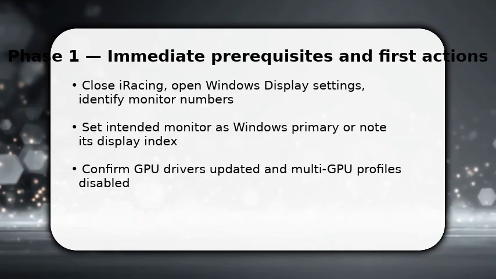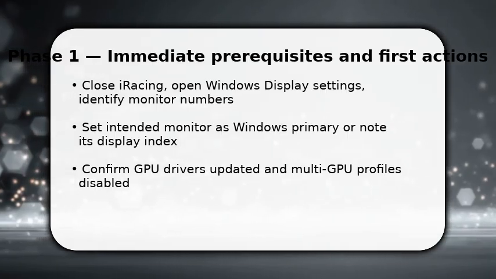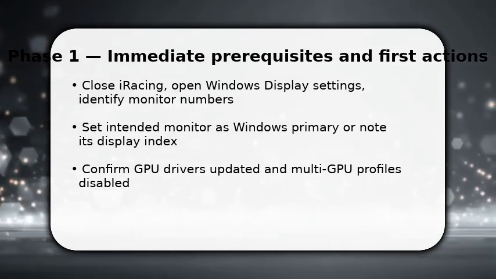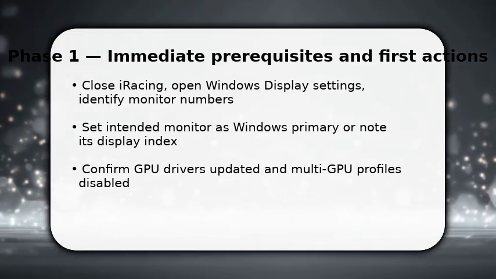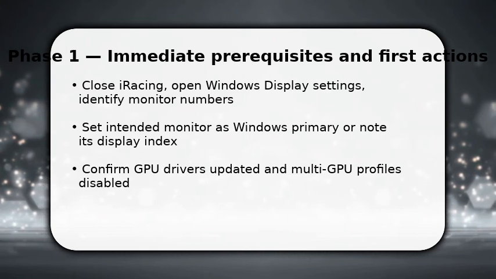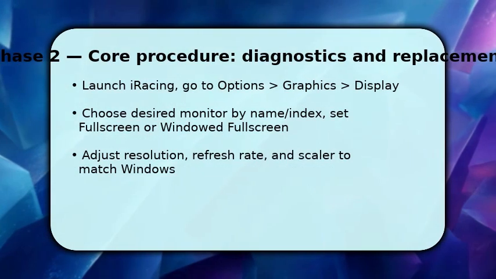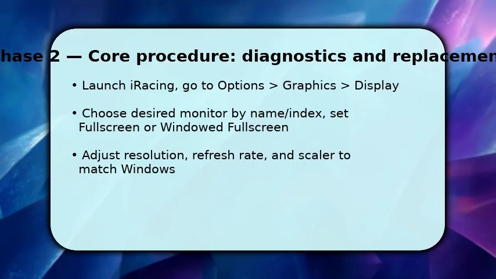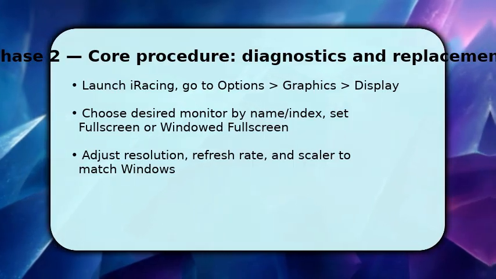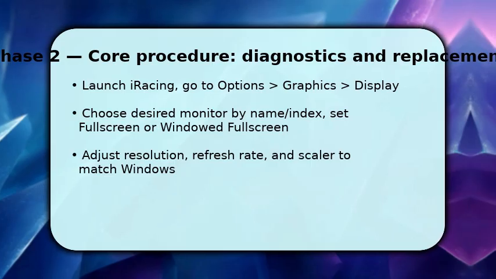Once done, note the monitor index and any adapter chain, USB, DisplayPort daisy, or HDMI, so you can match it inside iRacing's options and avoid guessing when the game boots. With the sim open, go to Options, then Graphics, then Display. In that menu, you must pick the exact monitor entry, match the name and index you noted.